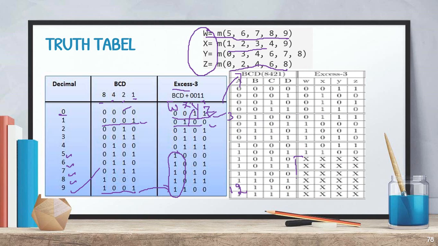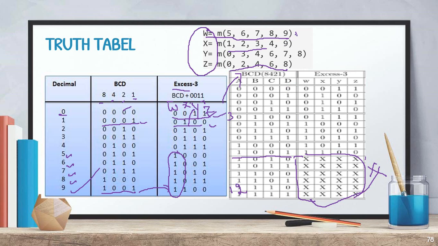So once you check here, the output after the 9 and up to 15, we make as an X, a cross, and we are not bothered about what the output is here. This is not required in BCD because BCD is maximum 9 only. So this condition we call the don't care for these parts.